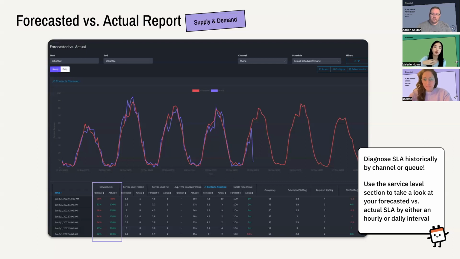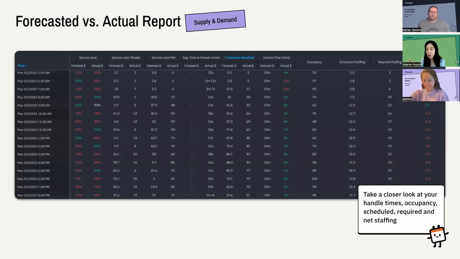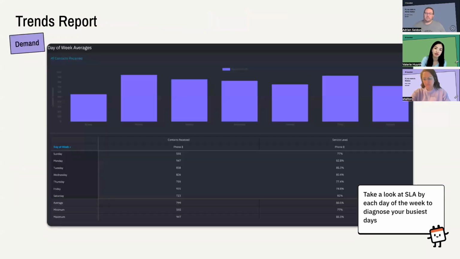For example, if you were to look at a particular hour in red where SLA was missed, you can see exactly how many contacts were missed, as well as the response times, handle times, and the net staffing levels overall for that particular hour. Next up, this is the same report, just showing you a bit more granular information here with other metrics such as occupancy, handle times, and your staffing all broken out as well. So just a more zoomed in view for you.